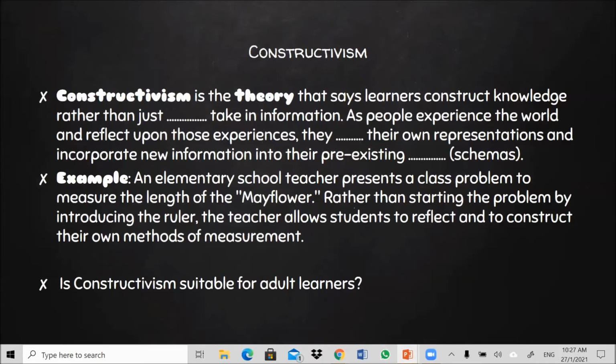And my question is, is constructivism suitable for adult learners? Because this example was for elementary school teachers. So what do you think? Do you think this is also suitable for adults? I don't see why not. Why not? Yes. No, yes, I agree with you. I think it's equally applicable. Of course, the task that you ask them to do or the knowledge that you give them will be higher, but the process is the same. We all learn in different ways, but the process is similar. Okay, so that's the concept of constructivism, a very interesting one, and it's also related to learner-centered learning.